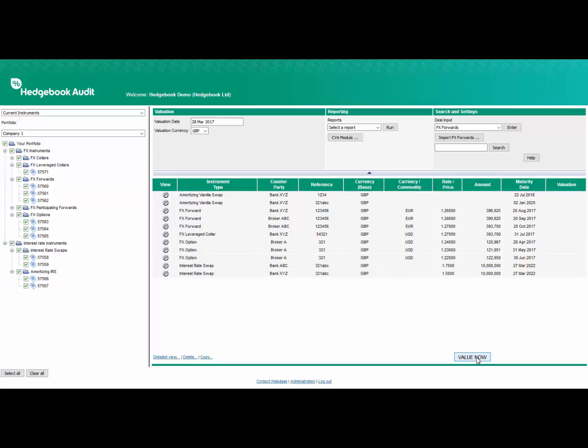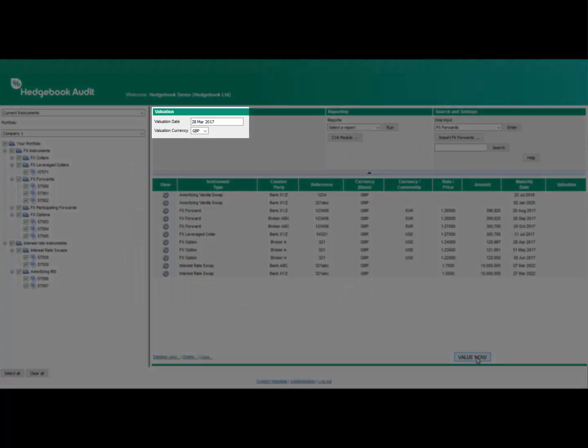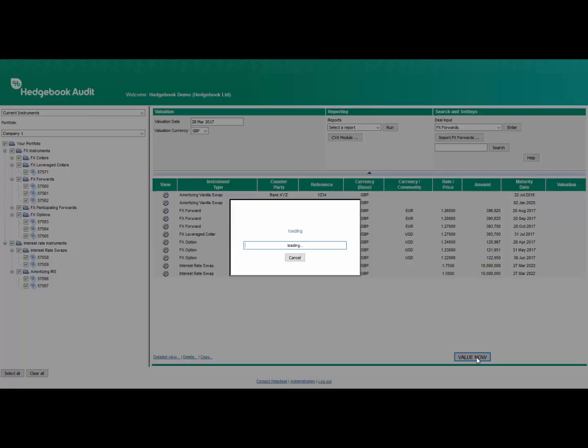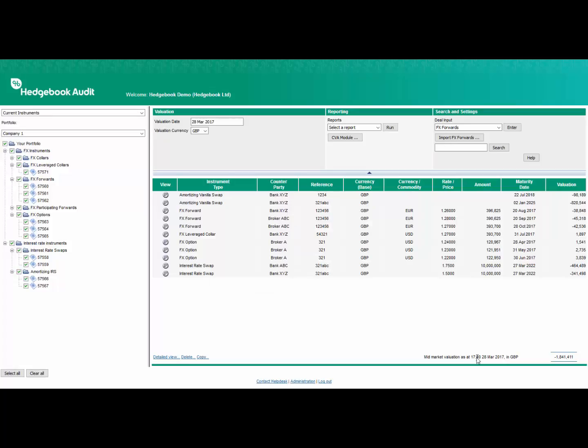Once the financial instruments have been entered into Hedgebook, the auditor selects the appropriate valuation date and currency, and Hedgebook will quickly calculate the mark-to-market. Hedgebook receives daily FX and interest rate data feeds from major global data providers, ensuring data integrity. Hedgebook's proprietary models calculate the valuation, which can be used to independently validate the valuation provided by the client.